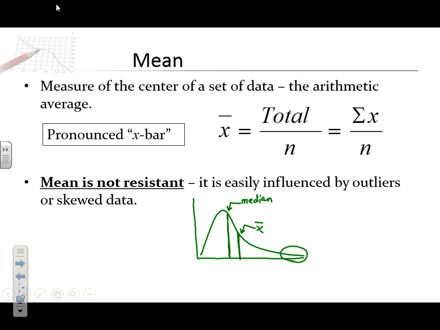What do you suppose would happen if the distribution was symmetric? They're going to be the exact same. They should both fall directly in the middle, right? So they're going to be very close together, if not the exact same value. So if your distribution is symmetric, they're both going to be right there.